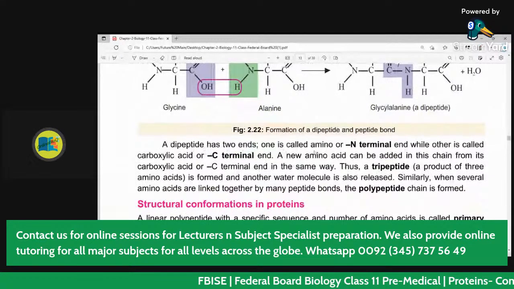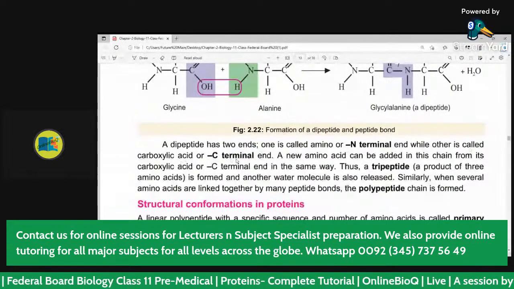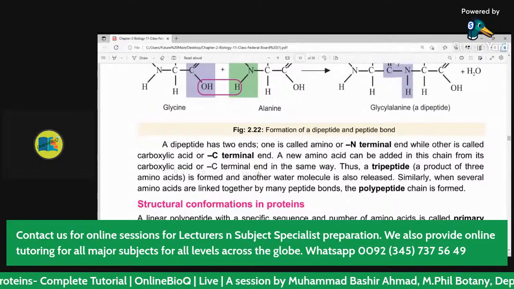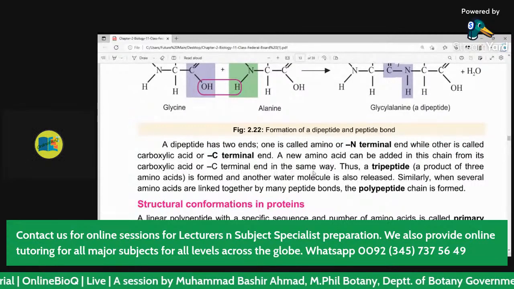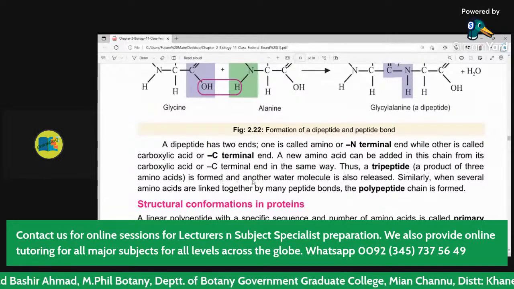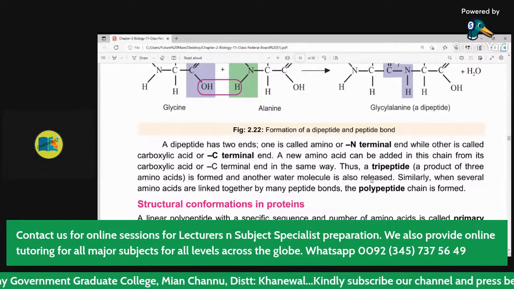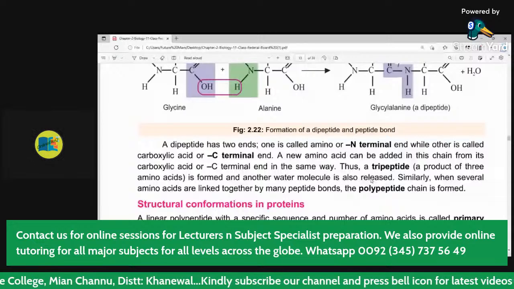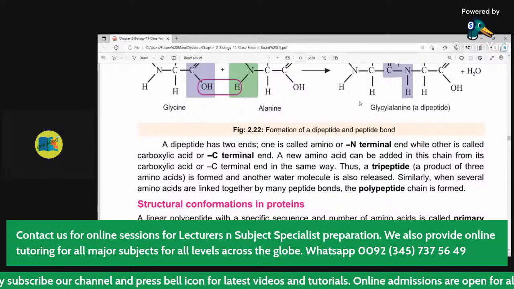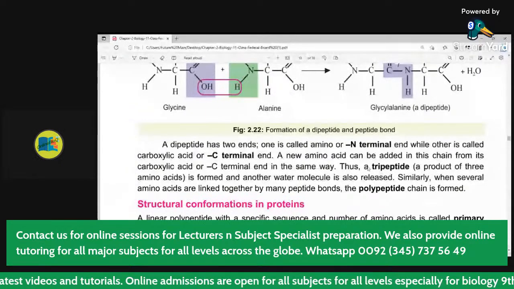One is called the amino or N-terminal, while the other is called the carboxylic acid or C-terminal end. A new amino acid can be added to this chain from its carboxylic acid or C-terminal end in the same way. Thus, a tripeptide, a product of three amino acids, is formed, and another water molecule is also released. It is the same process that happened during dipeptide formation. When a third amino acid is added, the same steps take place, the same mechanism happens.